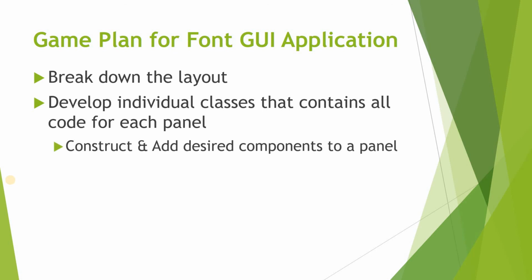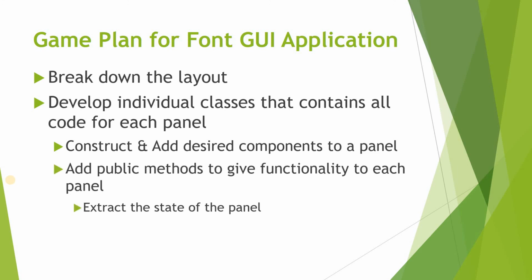And that consists of constructing a panel, creating different components to add to the panel, and then providing some way for the panel to communicate back to the frame. And typically, that's a public method that's going to grab some state off of the panel, like the size or the style or a particular font or a particular color, and return that back to the main frame so that you can set the properties of the label in the main frame.